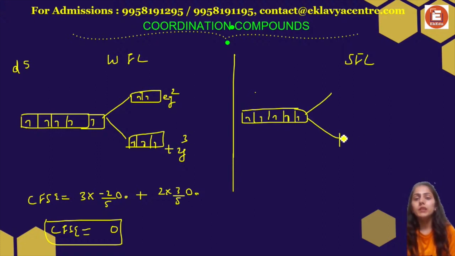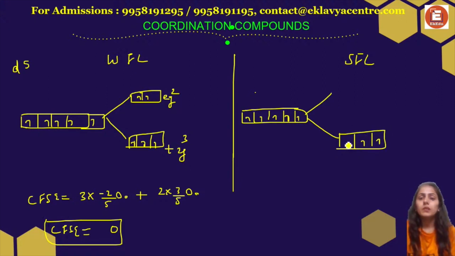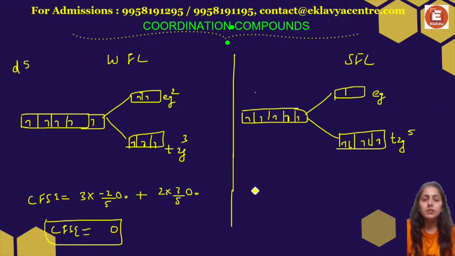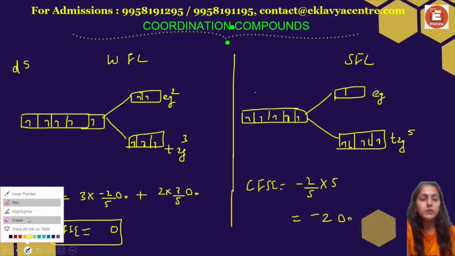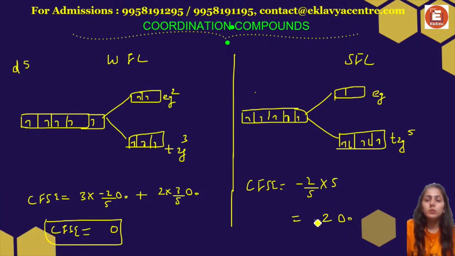Weak field ligand forms high spin complexes. Strong field ligand. Now for strong field ligand, pairing takes place. So 1, 2, 3, 4, 5. So Eg is empty and T2G has 5 electrons. So CFSE in case of strong field ligand is minus 2 by 5 of 5, which is minus 2 del O. I hope this is clear to you. Yes, it will be minus 2 del O.